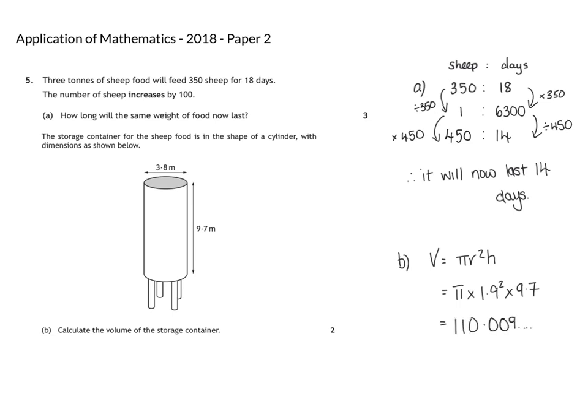110.009 meters cubed. So we can round that to 110 cubic meters.